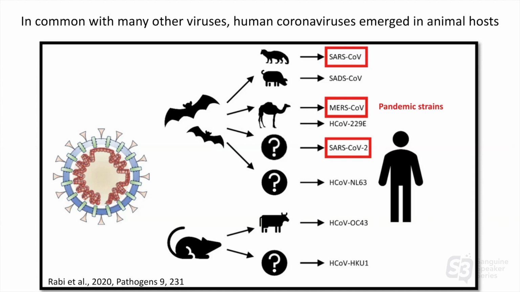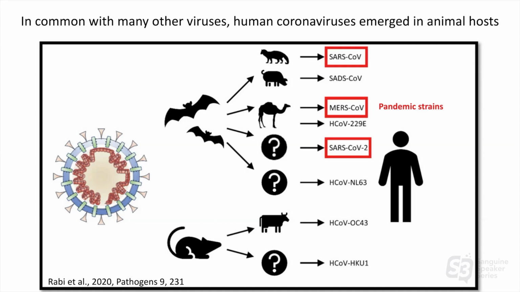So in the case of SARS, that's thought to be a palm civet. In the case of MERS, it's dromedary camels. The word is still out on if there is a secondary host for SARS-CoV-2. No one's quite sure. It was suggested it was a pangolin, but it's very unclear.